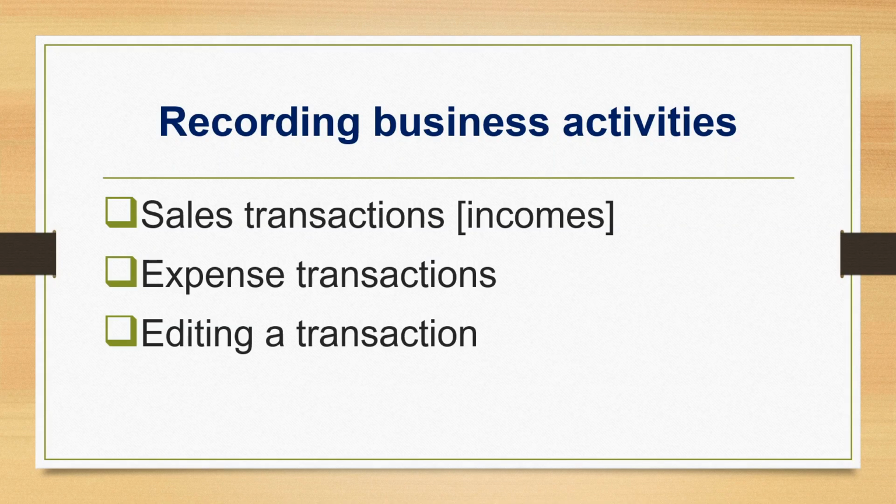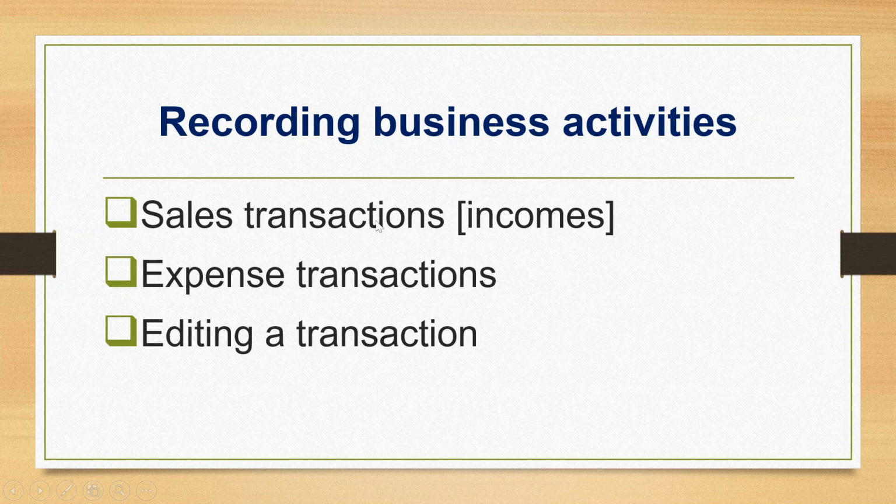And here, business activities include sales transactions, in other words, recording sales, which are the same as incomes, recording expenses, and editing a transaction. A transaction is the sale transaction you've recorded or an expense transaction you've recorded. So we shall look at this.